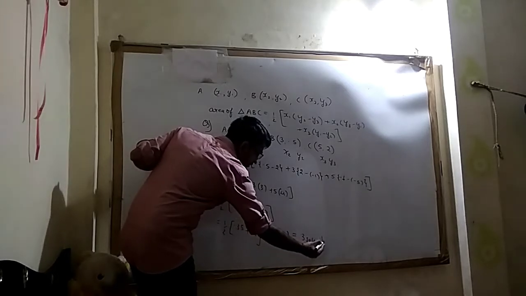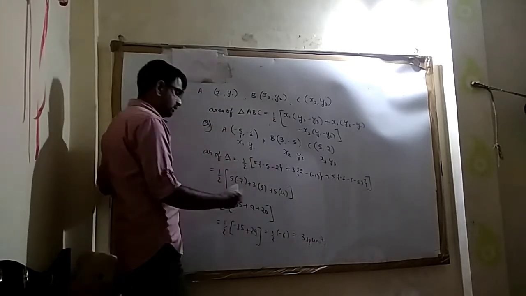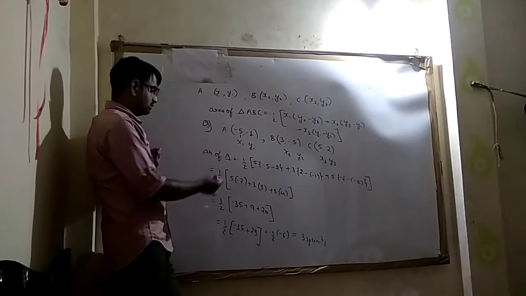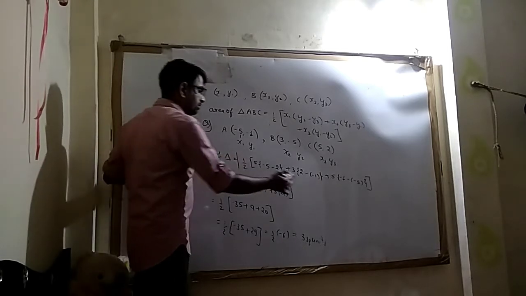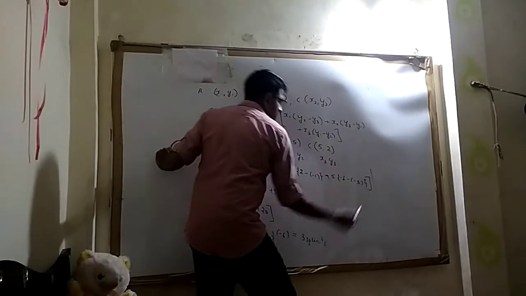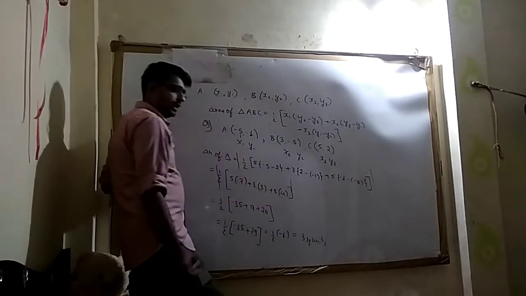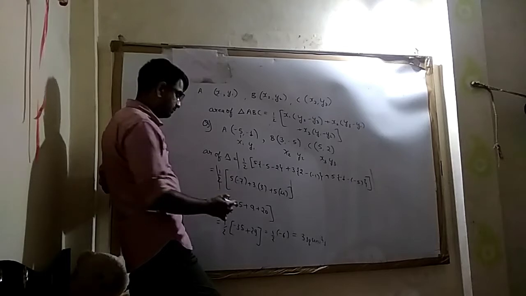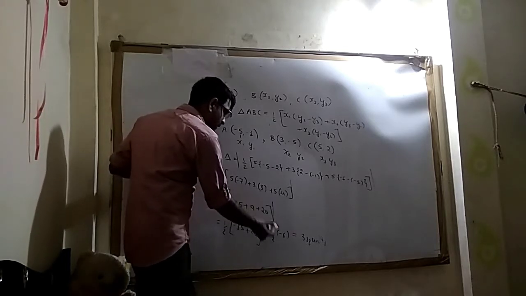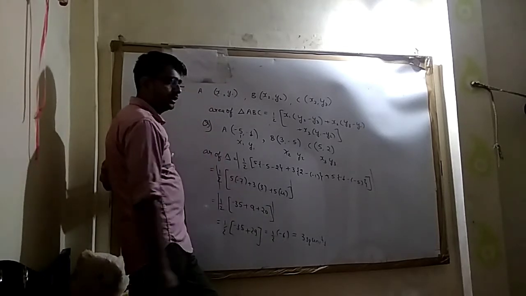Now the question arises, sir, why you have written positive 3. So remember, this formula is under mod. So area cannot be negative. So the area is 3 square units.